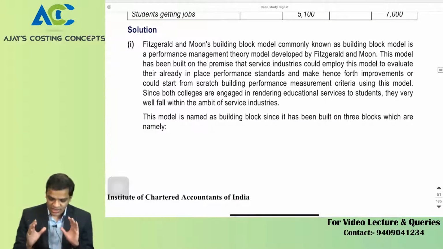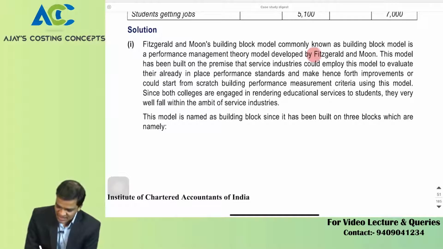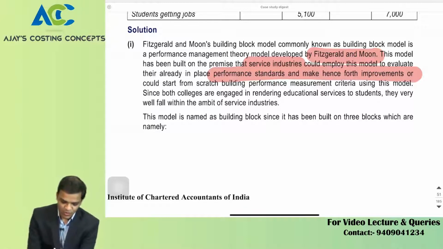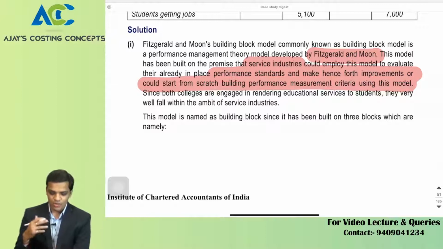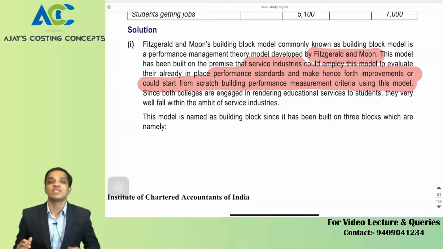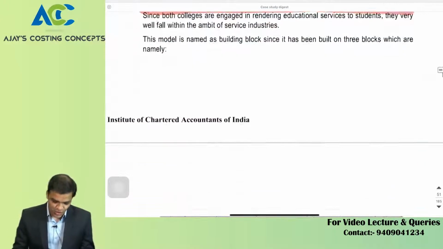Now, how would you answer this? First, what is this model that you already discussed? This model was developed by Fitzgerald and Moon. It is more for service industries. It is already in place for performance standards, making improvements henceforth using the building block model criteria. Both colleges can use it. They are in the service segment, the service industry of education.